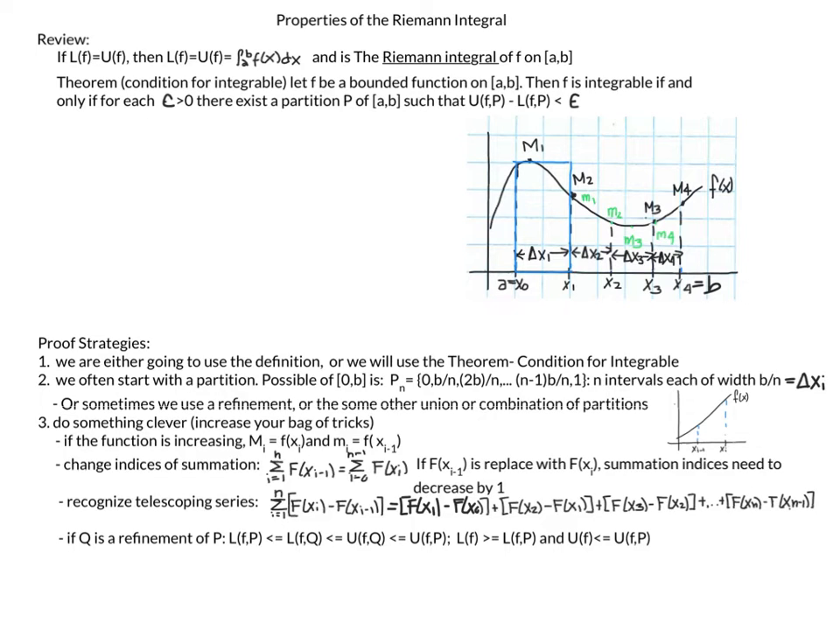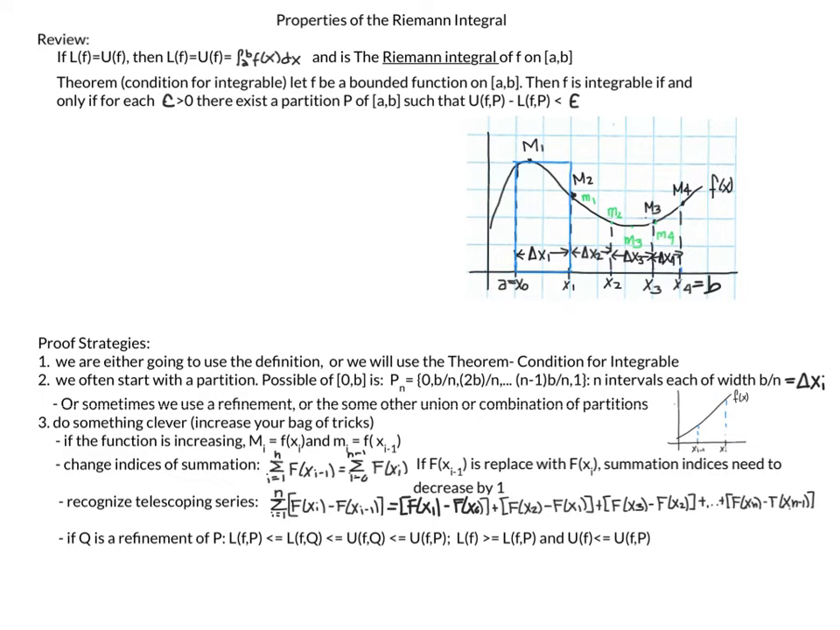So when we want to prove something is integrable, we're going to either use this definition here of the Riemann integral, that the lower integral is equal to the upper integral, then we say that it's integrable. Or we are going to use this theorem here with the condition for integrability. That is, if f is a bounded function on the closed interval ab, then f is integrable if and only if for each epsilon greater than 0, there exists a partition P of ab such that the upper sum minus the lower sum is less than epsilon. In other words, this difference here can be made arbitrarily small.